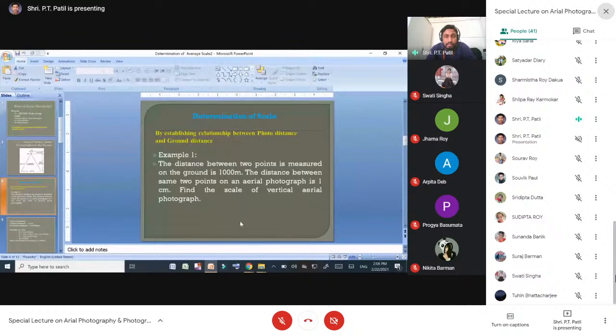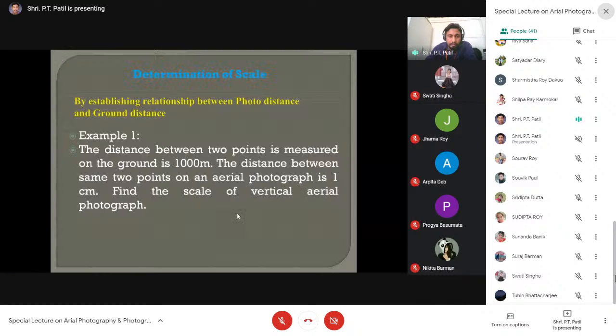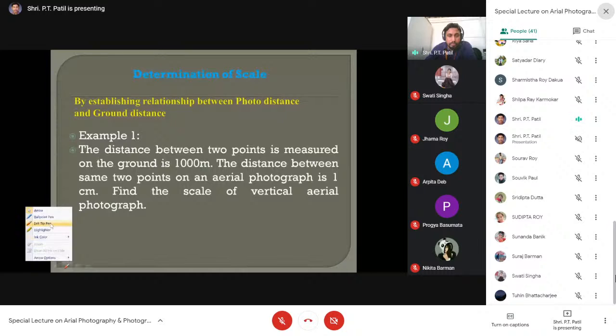We are able to determine the scale if we know the photo distance and ground distance. Okay, photo distance means what? The distance between any 2 points on the photograph is known, and if the corresponding distance between the 2 points on the ground is known, then we are able to calculate the scale of the aerial photograph. Okay, so this is our first exercise to calculate the scale of the photograph.